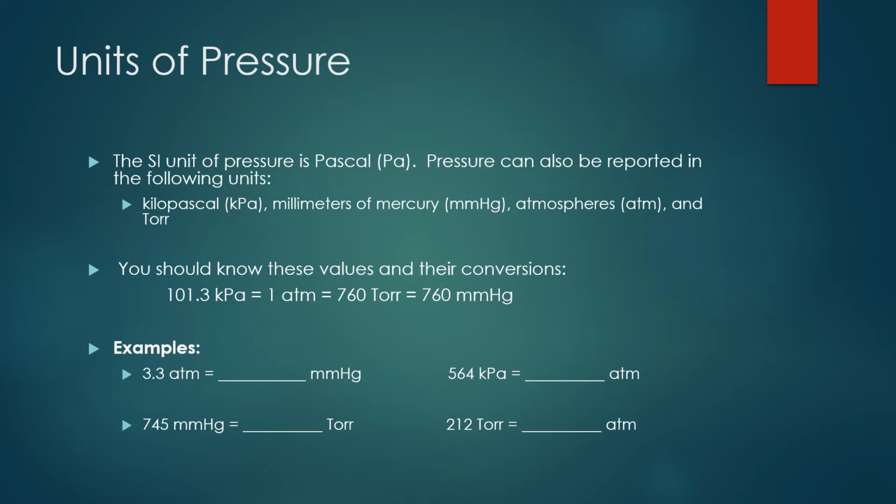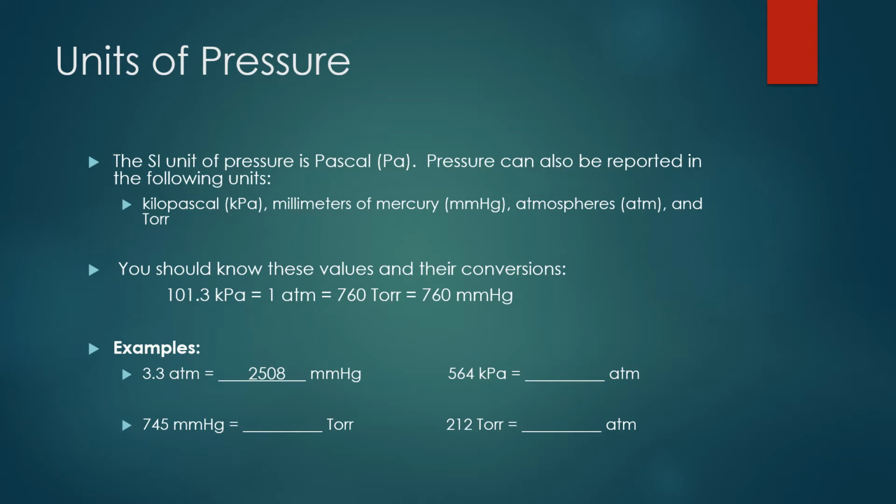In the first example, we have 3.3 atm, and we're trying to go to millimeters of mercury. As stated above, we know that 1 atm equals 760 millimeters of mercury. So you'll take 3.3 atm and multiply it by 760 millimeters of mercury. When you do, you should get 2,508 millimeters of mercury.